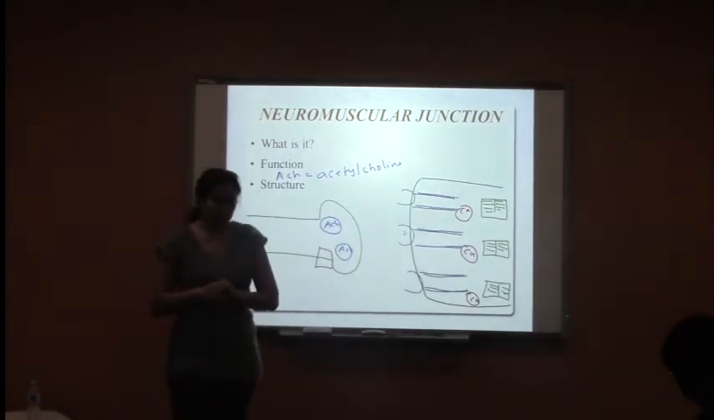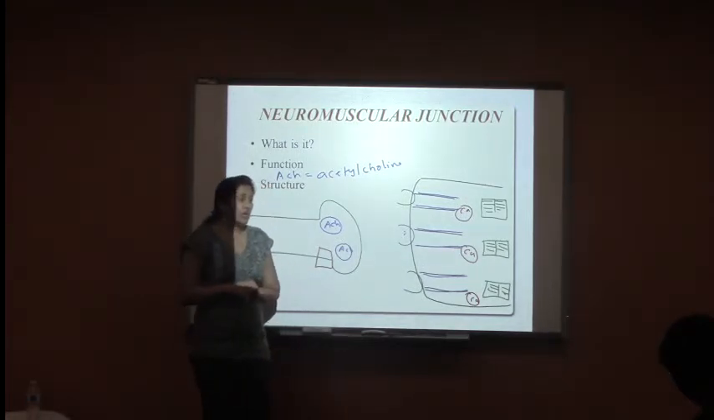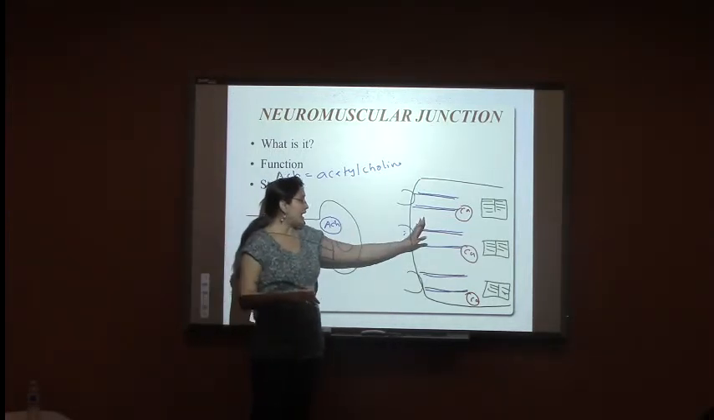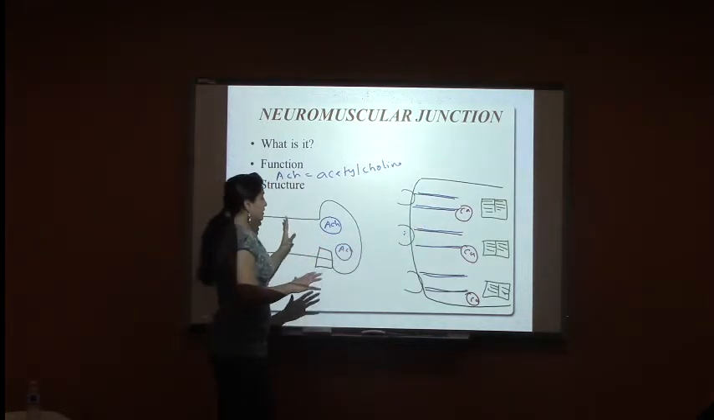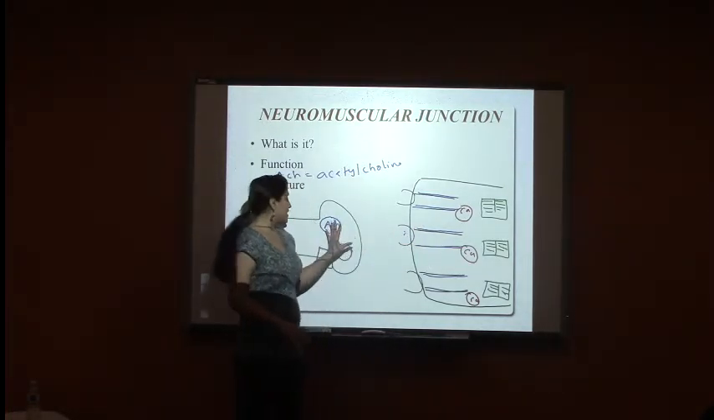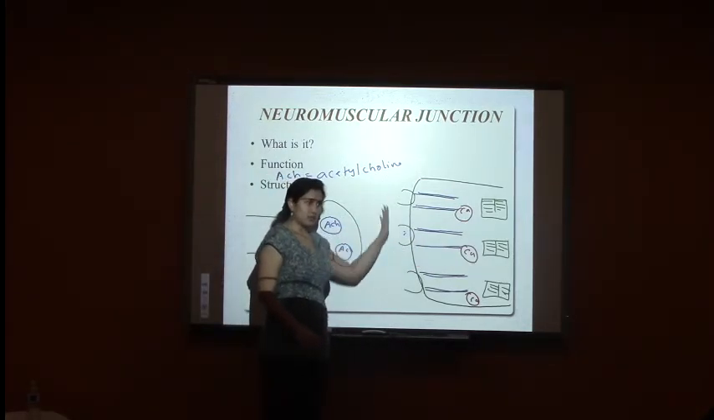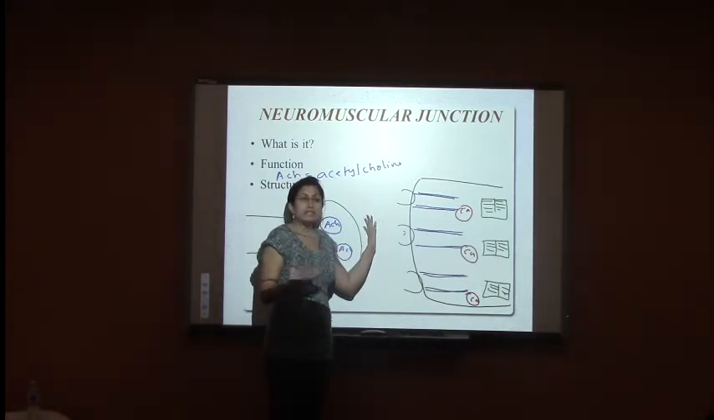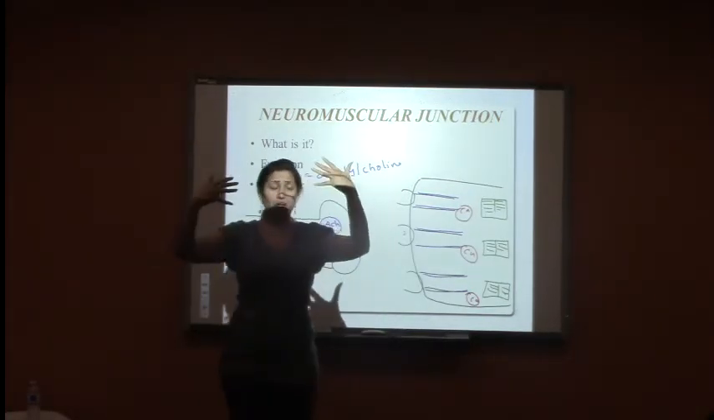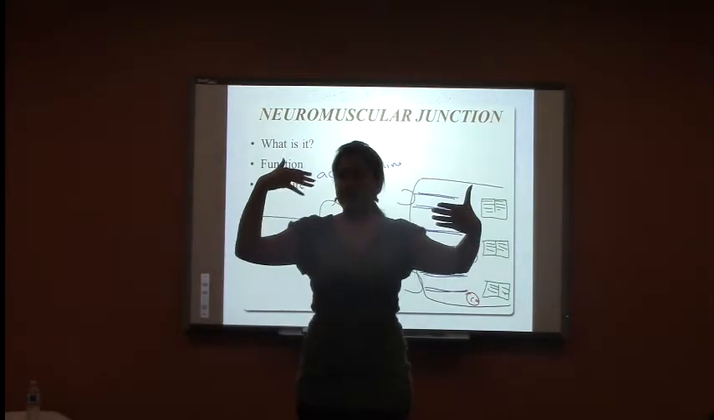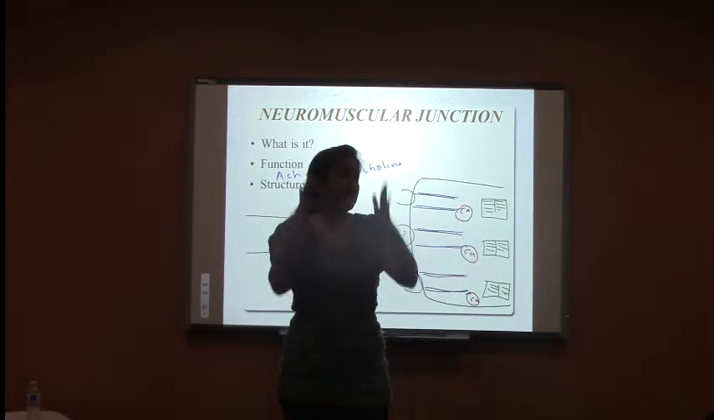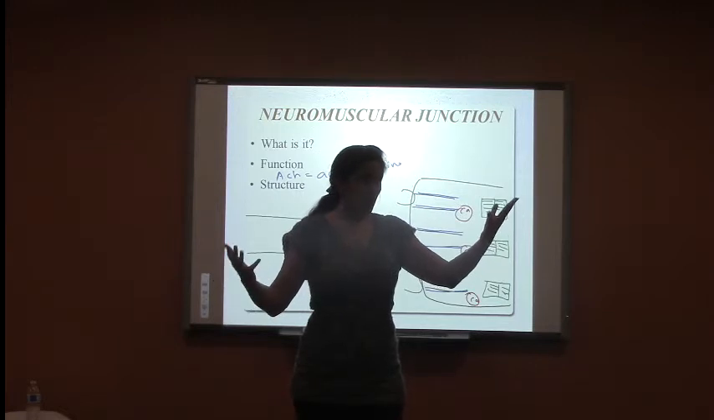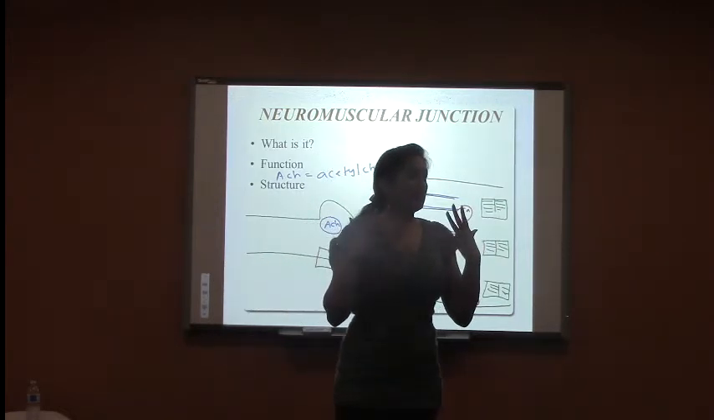Any time a neuron is interacting, right here I have a neuron and a cell. What if I had a neuron and a neuron? This space is a neuromuscular junction, but it's also called a synaptic cleft. Synaptic cleft is a junction between a neuron and a neuron, or a neuron and a muscle cell. It is a space found between a neuron and another structure. So its common name is synaptic cleft.